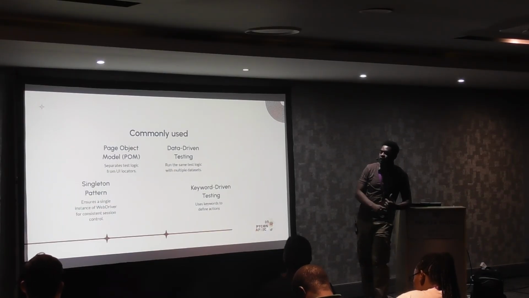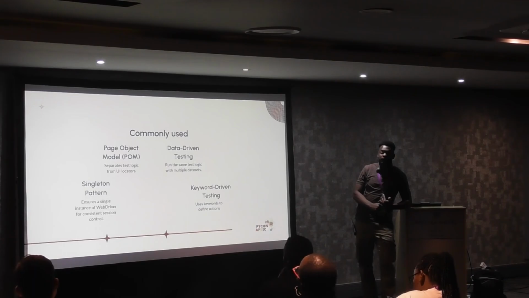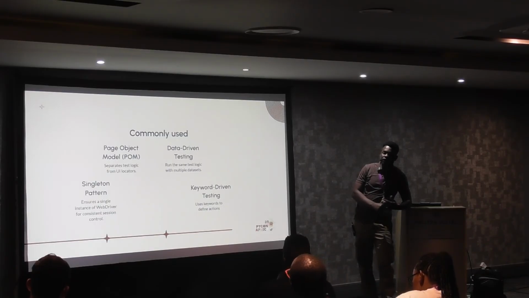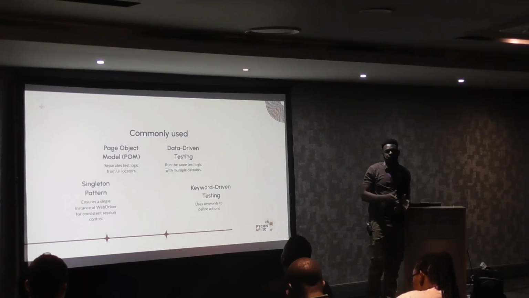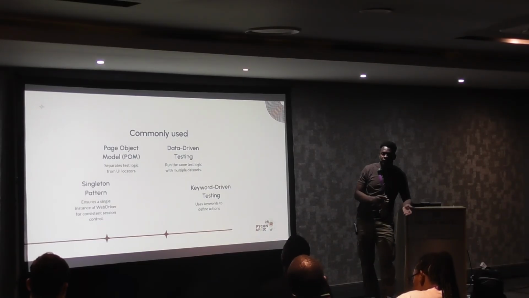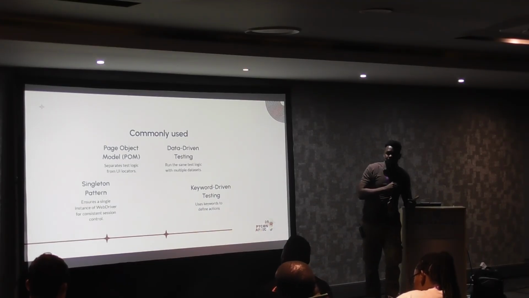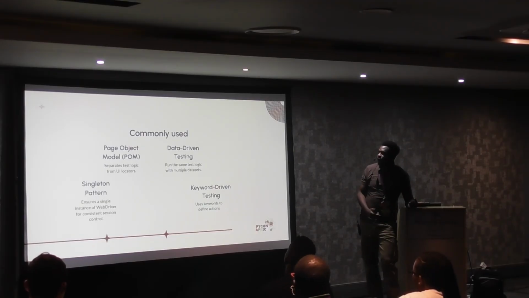The page object model is the one I normally use with Selenium, where you have separate logic. There's the logic that tests the logic itself, and then the logic to test the UI, like the responsiveness and all that. You have them as two separate parts and not as one whole. Making sense? Okay, cool.